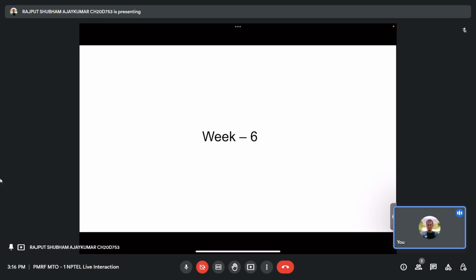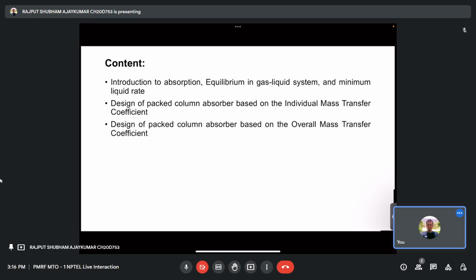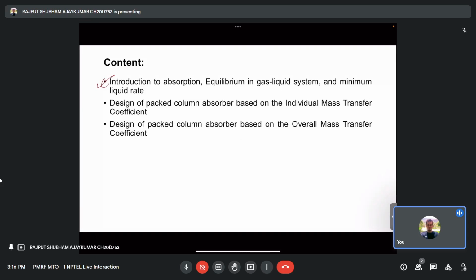Last week we went to another module of the course related to towers and their design. This week includes an introduction to gas absorption, that is, gas absorption columns, the equilibrium gas-liquid system, and minimum liquid rate. The other topics are the design of the packed column absorber based on the individual mass transfer coefficient, and the design of the packed column absorber based on the overall mass transfer coefficient.